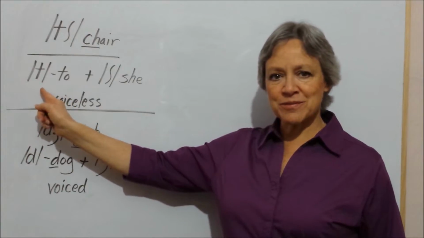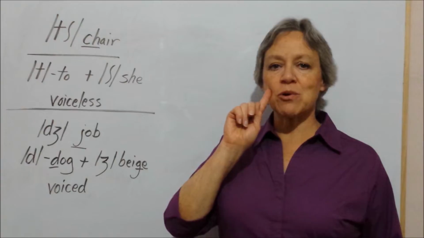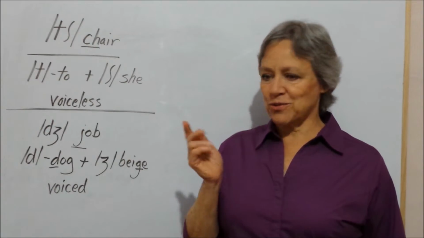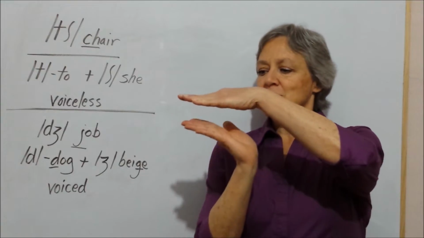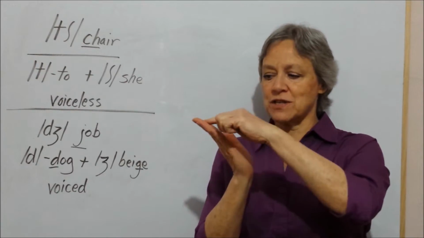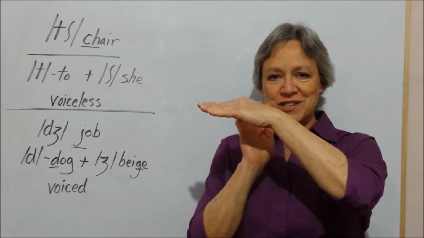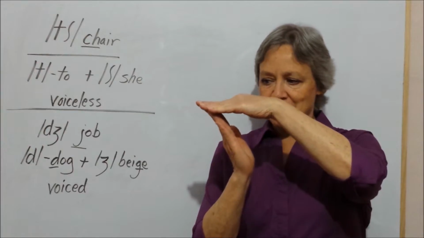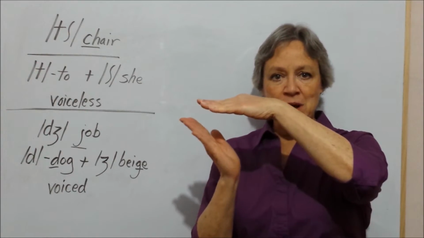To make this sound, we put our tongue on the ridge behind our upper front teeth. So let's pretend that my hand is my tongue. This is the roof of my mouth. So the tongue goes up and touches the ridge. The front of the tongue goes up and touches the ridge behind my upper front teeth, and it closes there and blocks the air from coming out of the mouth.